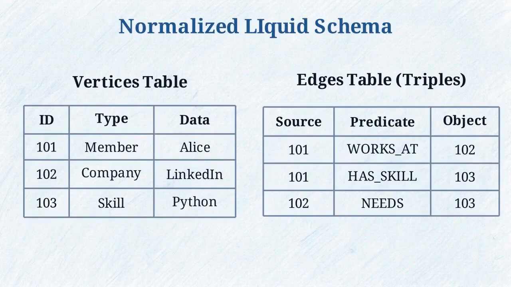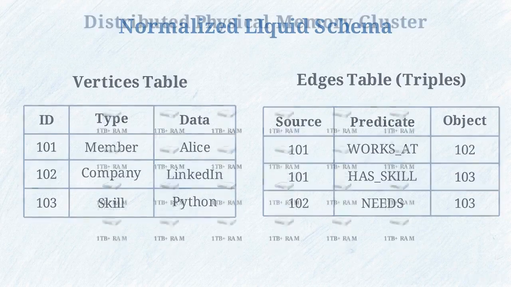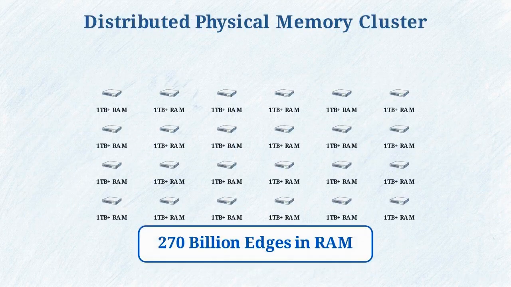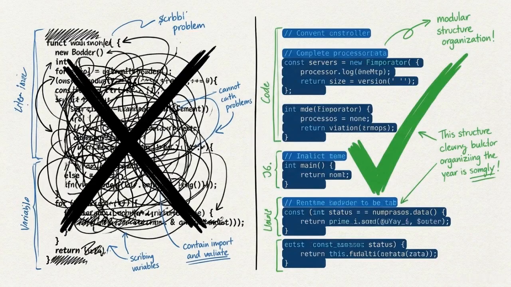Engineers removed the cache, deploying Liquid, a normalized database using vertices and edges tables to keep all 270 billion edges in physical memory. To navigate this, Liquid replaces standard SQL with a declarative Datalog engine, allowing developers to map complex multi-hop paths without nested joins.